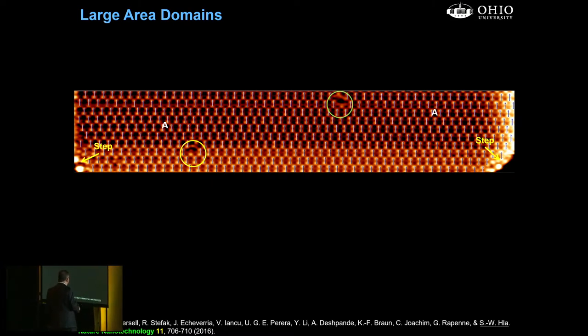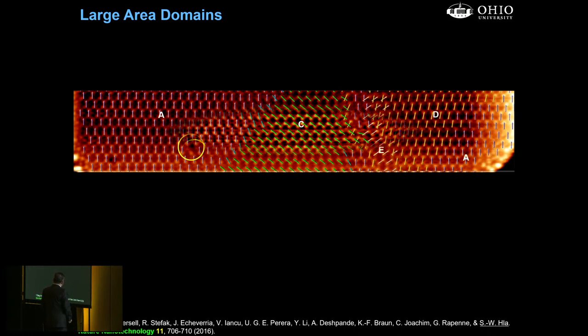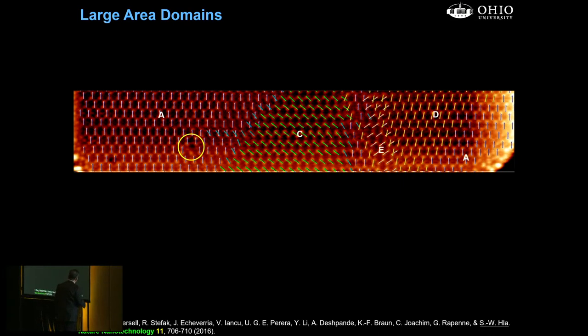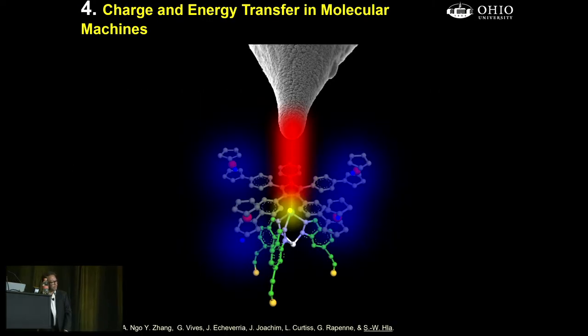Steps also act like defects. These are one-dimensional defects. In the next slide, you see that we have rotated this area, frustrating the motor in the boundary. And in the next slide, again, this area has been rotated. In that way, we can create defects by rotating. We have checked up to 500 rotors rotating simultaneously. With that, I move to the next part.